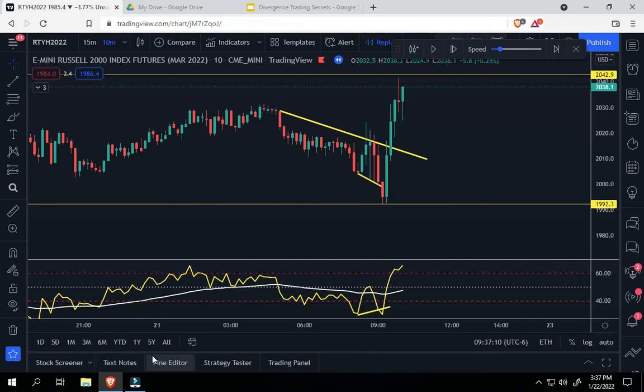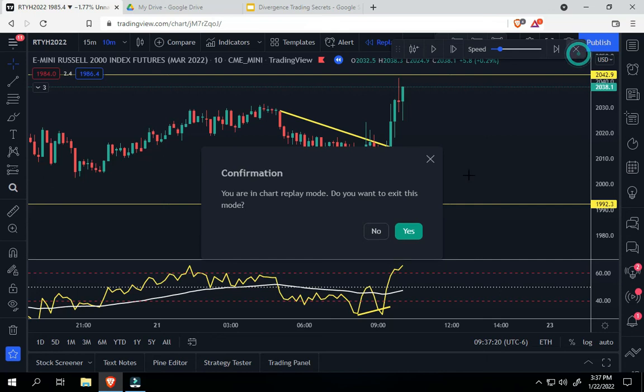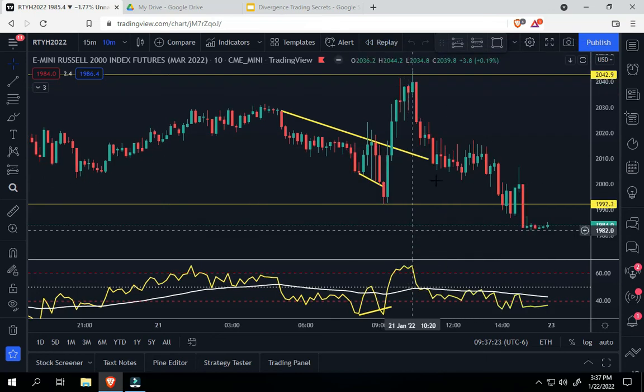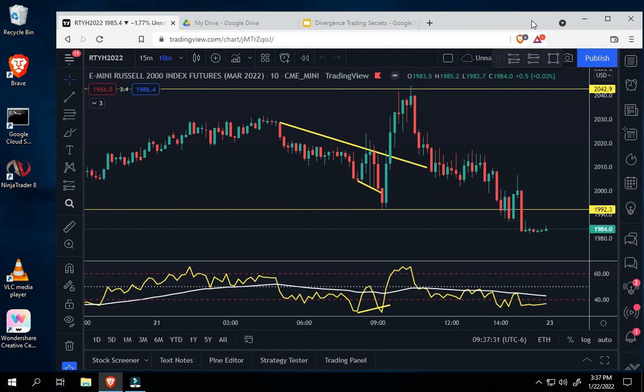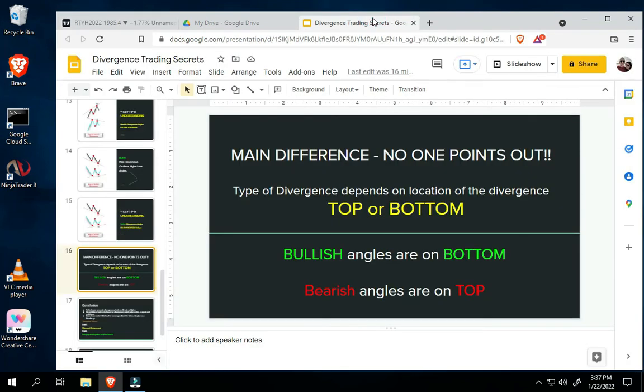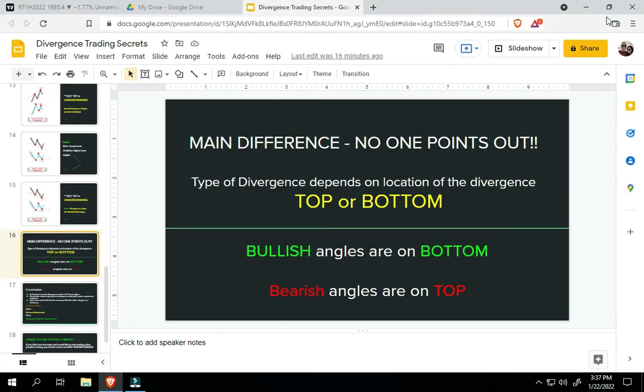All right, so I think you guys get it now. Y'all can watch other videos on YouTube where they show you all the different divergences. I just wanted to put this video together to help you understand the differences of these divergences and explain it in a way that no one else has. And I hope you have gathered some new information here, that the bullish angles are always on the bottom and the bearish angles are always on top.